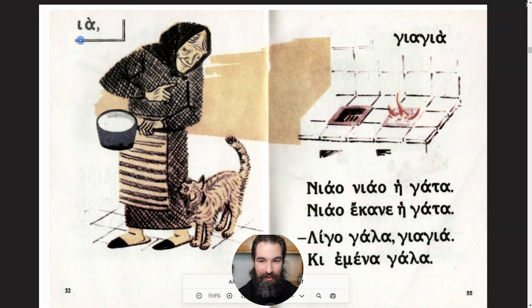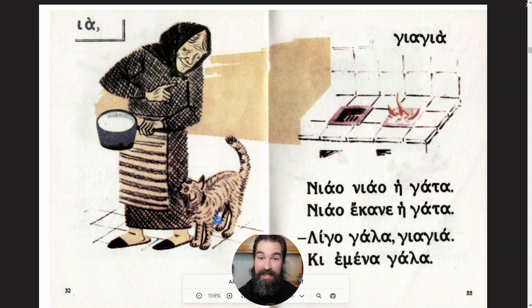Ya. Remember I said iota and alpha in Greek sometimes get pronounced almost as one sound. Instead of I-a, it's ya. And here we have a grandma. The Greek word for grandma is ya, grandmother.